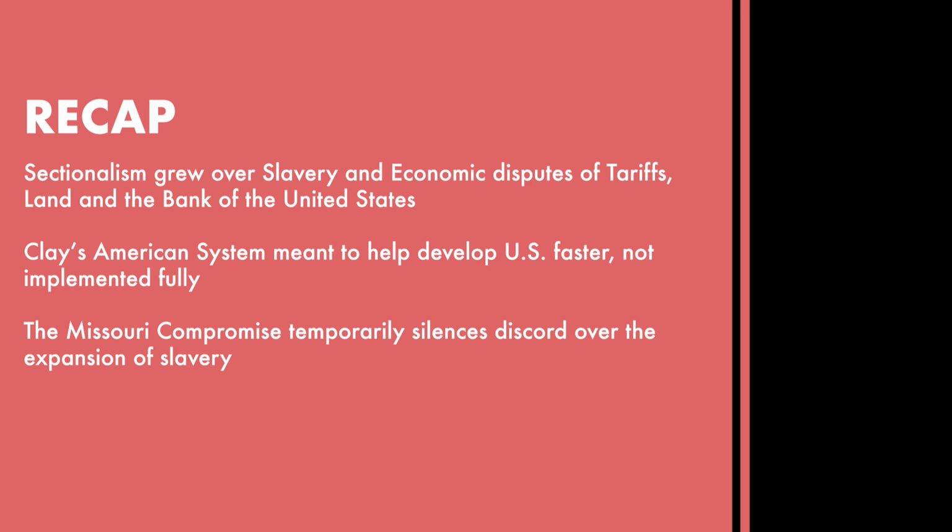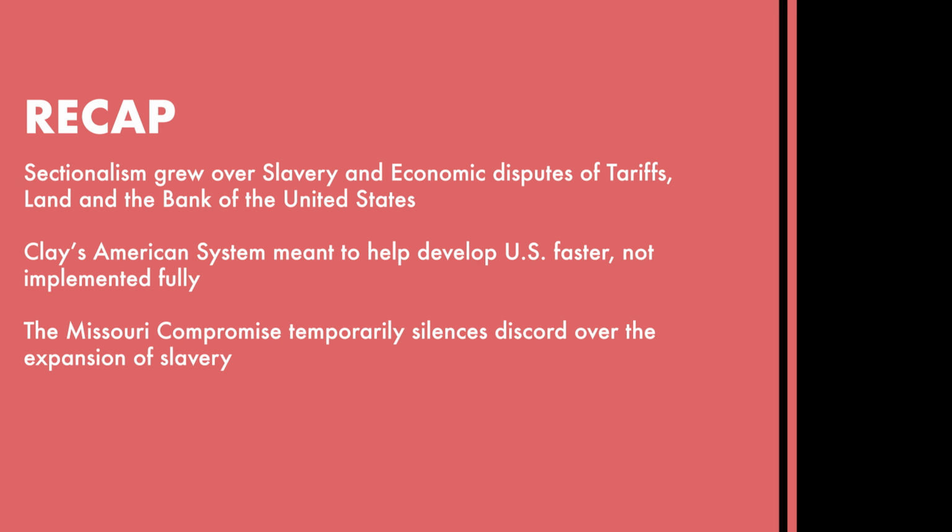So here's our recap for today. Sectionalism grew over slavery and economic disputes of tariffs, land, and the Bank of the United States. Clay's American System was meant to help develop the U.S. faster, but it was not implemented fully. And finally, the Missouri Compromise temporarily silences discord over the expansion of slavery.